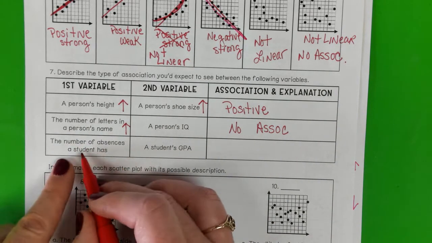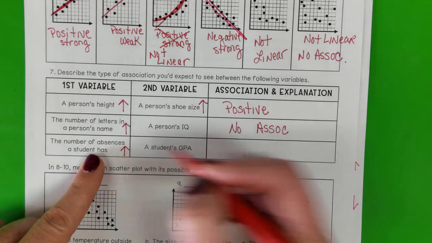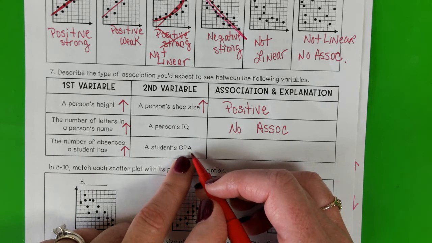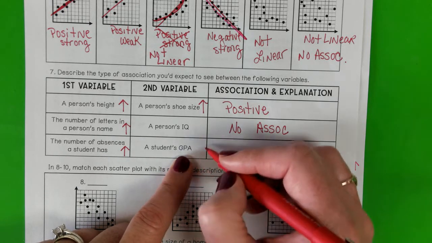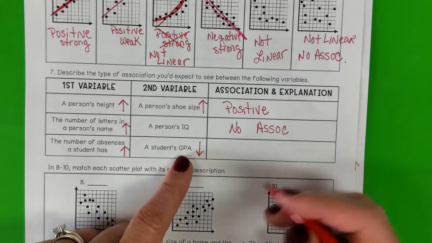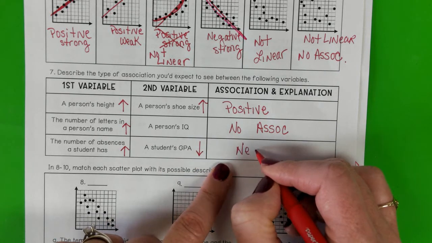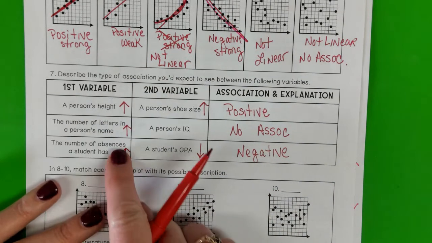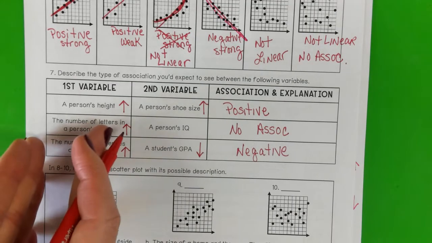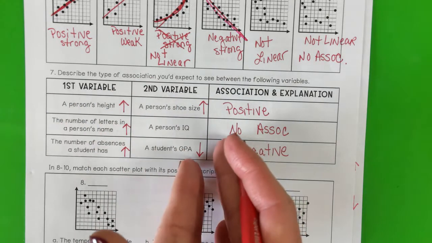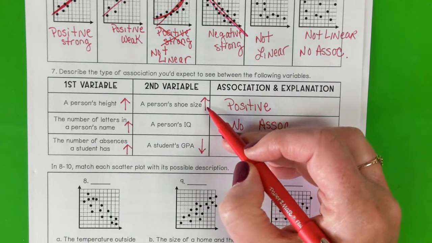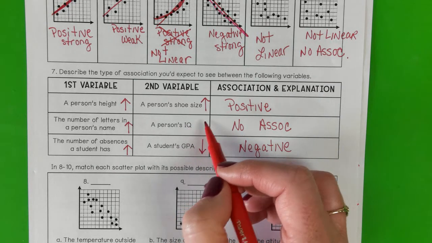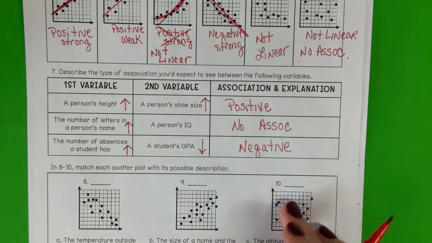Okay, the number of absences a student has. So as the absences go up, what do you think is going to happen to their GPA or their grades? Most likely, the more absences you have, the lower your GPA is going to be. So that is a negative trend. Okay, so that's what you need to be thinking about each time. As the first variable increases, what happens to the second variable? If it goes up, it's positive. If it goes down, it's negative. If there's just no relationship whatsoever, then it's no association.